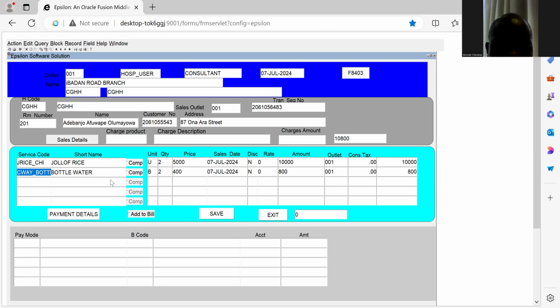Now, at this junction, if it's paid directly for what is consuming, we go to payment detail and enter how he paid. And then we say, please add it to my bill. We choose this option, add to bill. With this, we don't need to enter any payment details, we just save. So this person has bought something of 10,800 and say it should add to the bill.